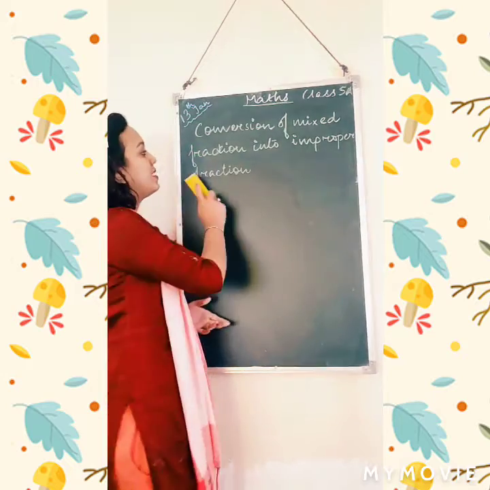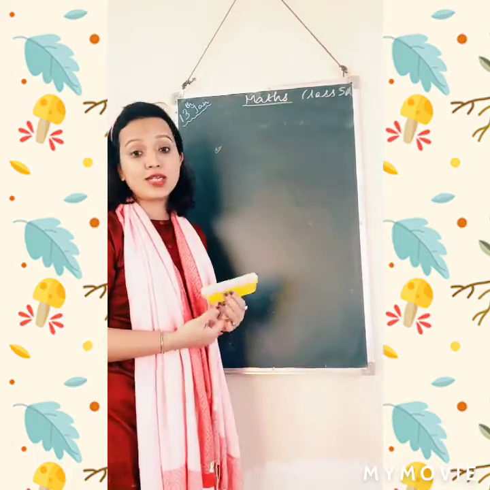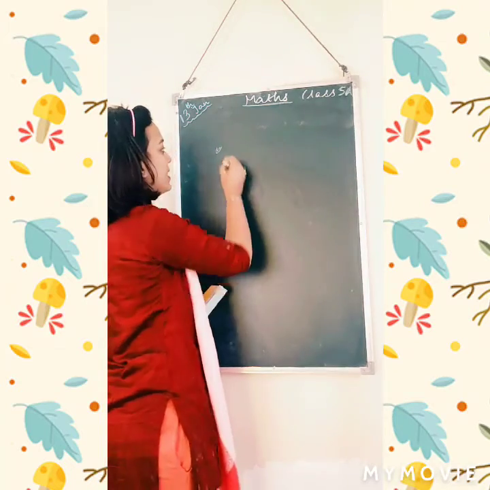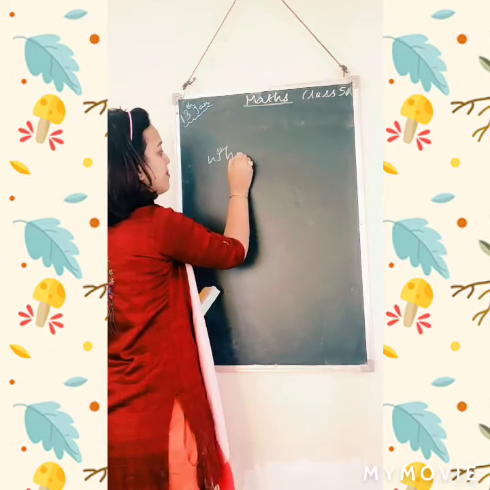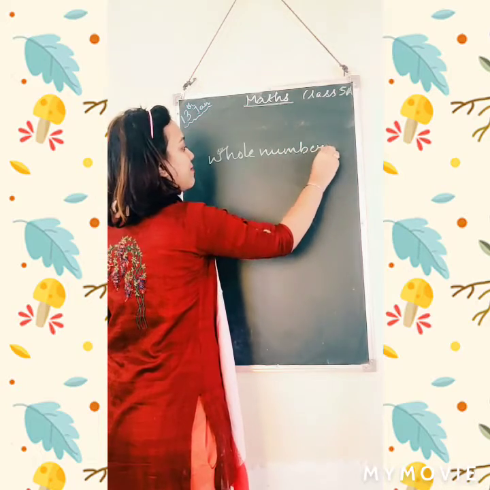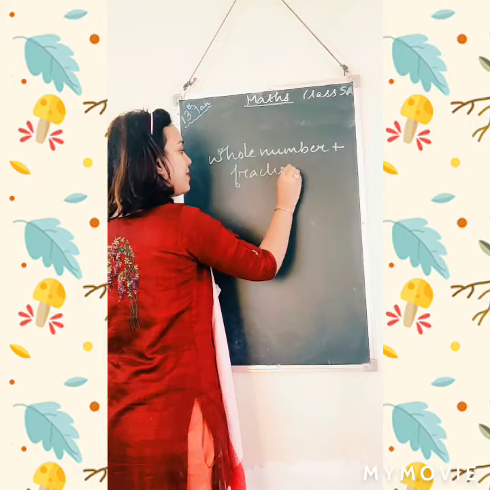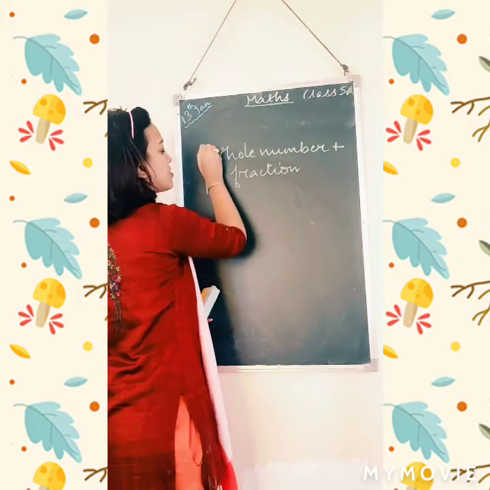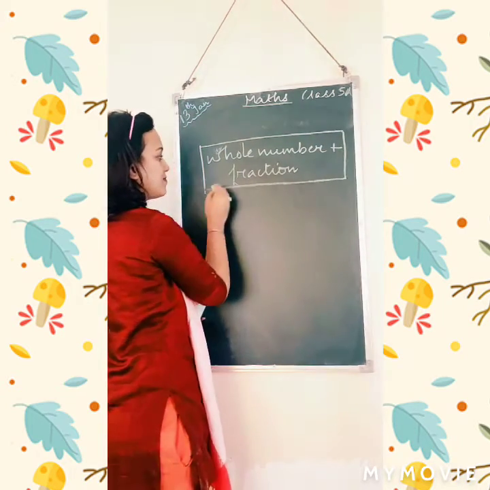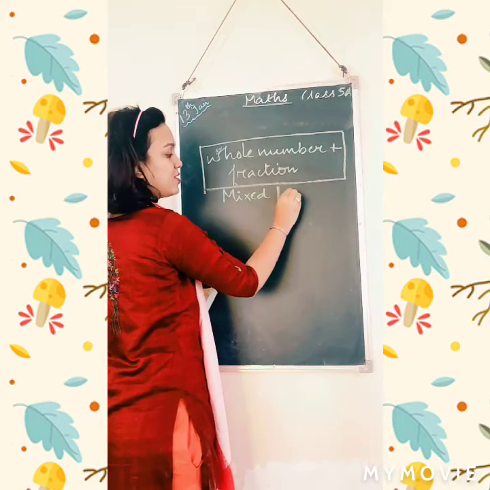Before starting with conversion, let us just recall what a mixed fraction is. A mixed fraction is nothing but a combination of a whole number and a fraction. A combination of a whole number and a fraction is called a mixed fraction.